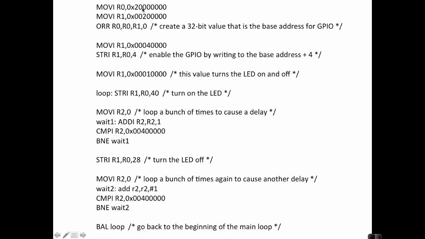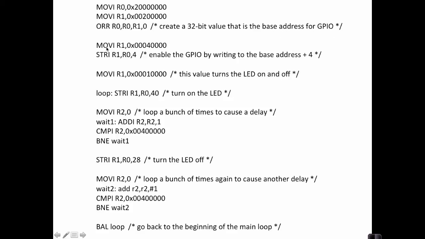And if you look at, once again, the ARM instruction set manual, you'll see that there is no way to get a value like that directly in because of the way the move immediate works with the rotate and so forth. Now, once I have that in register 0, that value is the base address for the GPIO.